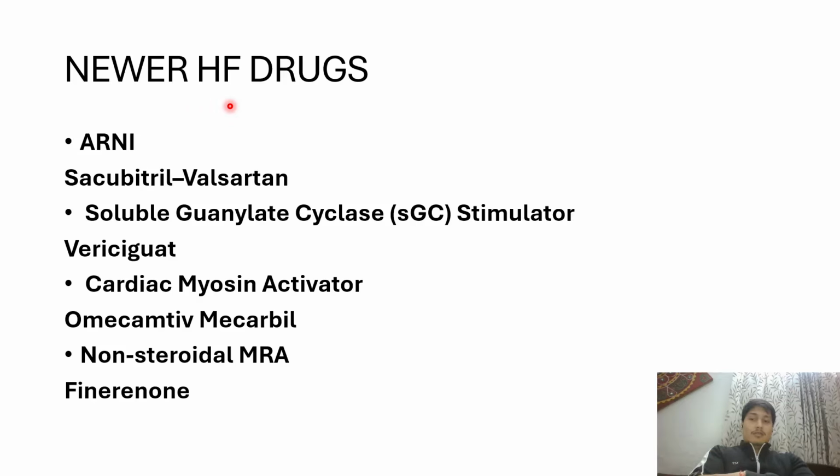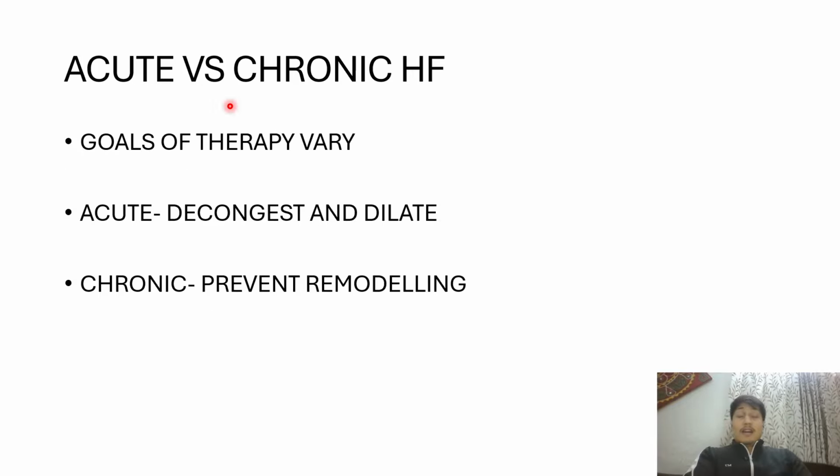And then we have a non-steroidal MRA. Spironolactone is a steroidal MRA, but finerenone is a non-steroidal MRA, as evidenced by certain trials such as FINEARTS and FIGARO. Finerenone has come up as an add-on agent, but it is not the first-line agent. So the first line has to be ARNI while we talk about chronic heart failure.